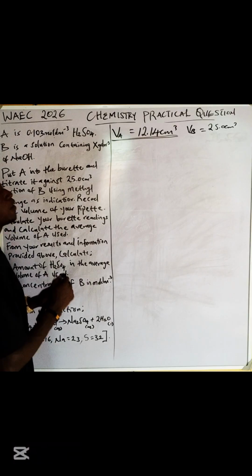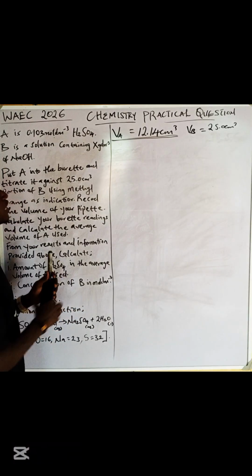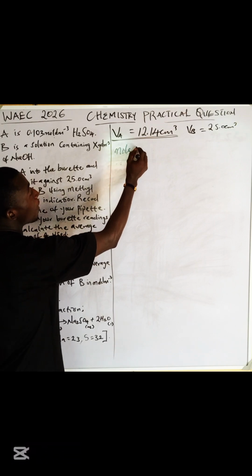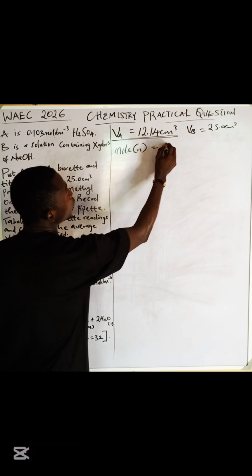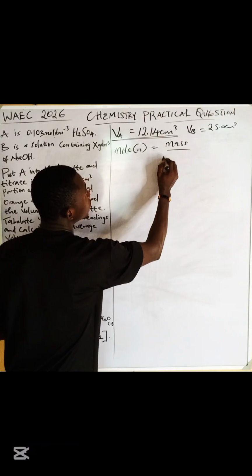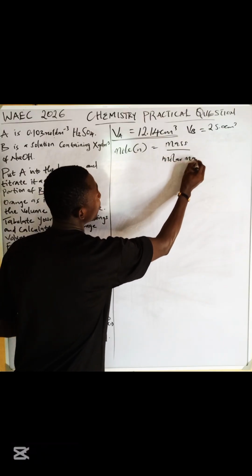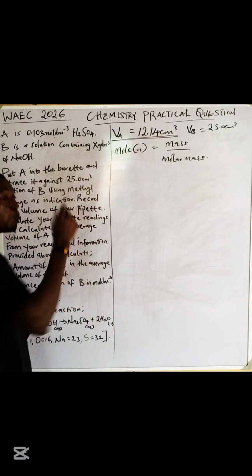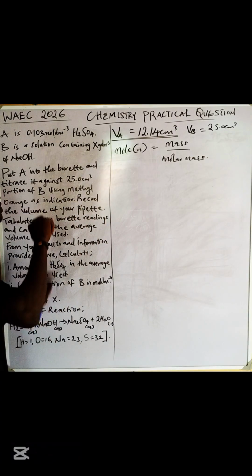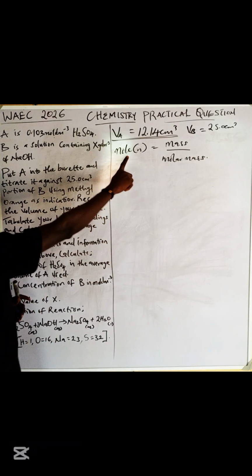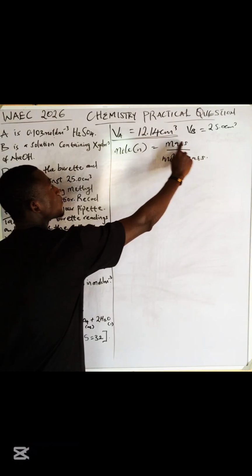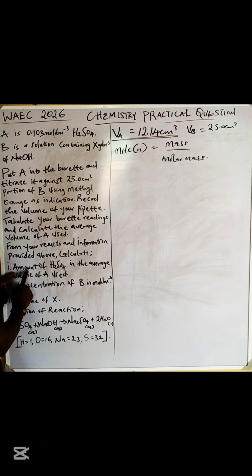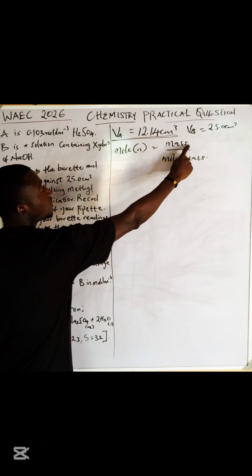Now, you should know that when you are calculating for amount, there is what we know as mole, which is the amount in mole. It equals mass over molar mass. This is one important formula that you must know. But even if you look at this formula, we can't use it to solve this kind of question, because the mass is not given.